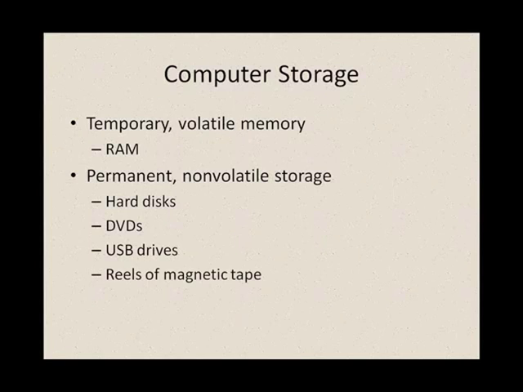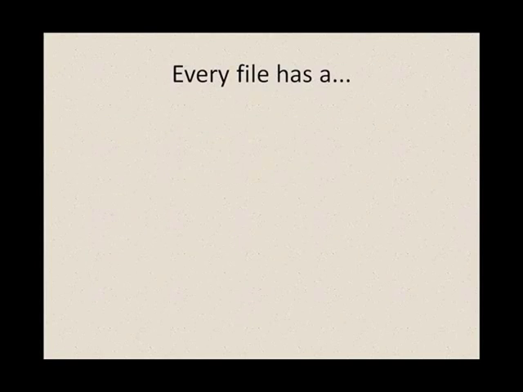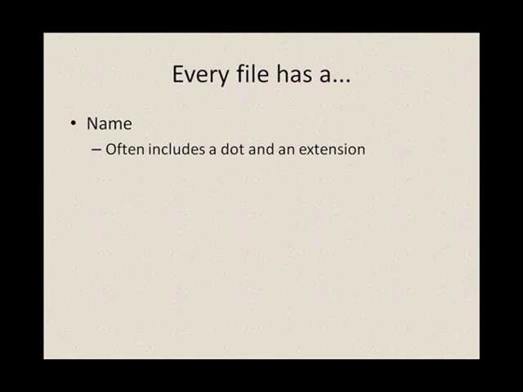reels of magnetic tape. Every file that you store in a computer system has a name, and the name often ends with a dot and an extension, and the extension tells you the type of file that it is. For example, you might store a document called termpaper.doc, and the .doc would indicate that it's a word processing document that could be used by a word processing program.